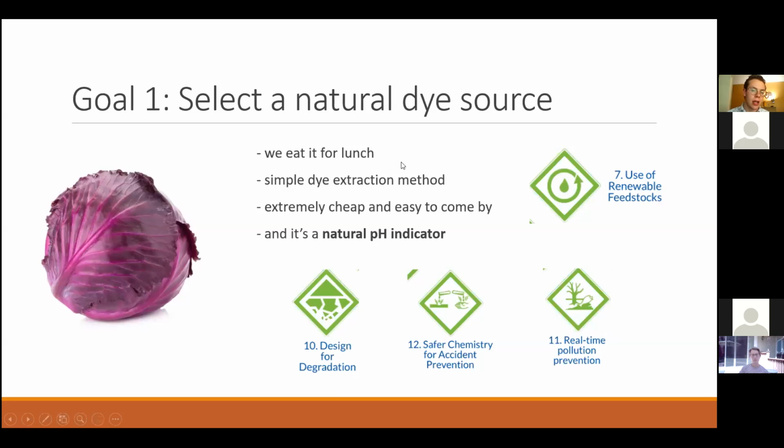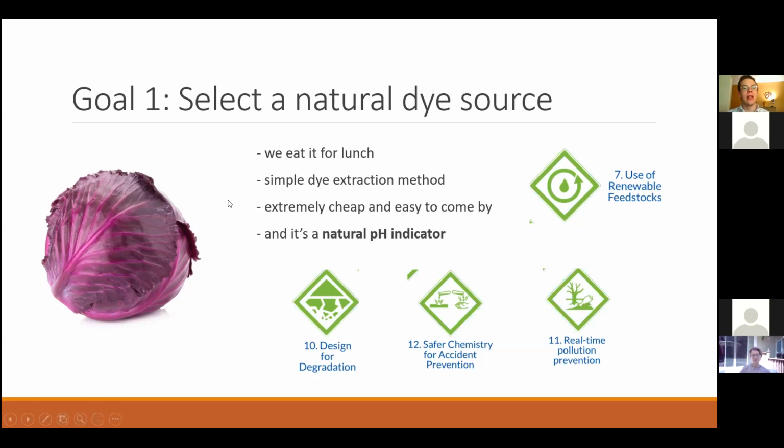So my first goal in moving on to now what I did was to select a natural dye source. And I came across a great one, red cabbage. The first thing that struck me about it is that we eat it, which seems kind of silly, but that means that it's probably not going to hurt me. If I can ingest it, it will be fine. The second thing that I found is that it has a pretty simple dye extraction method, which is great. If students can do it, that's the point.